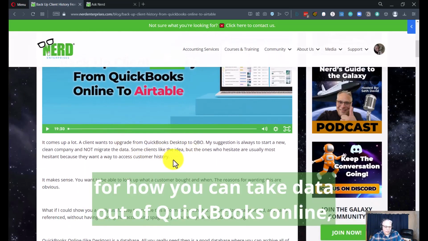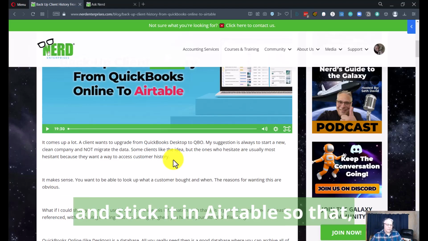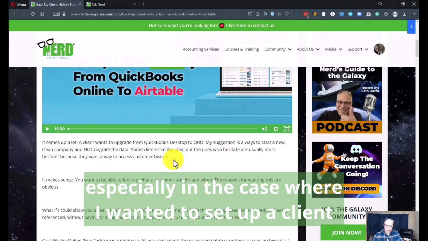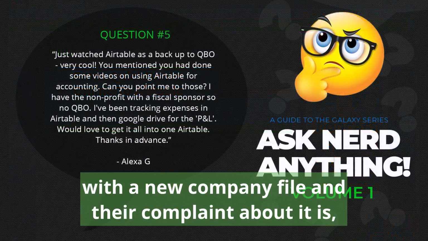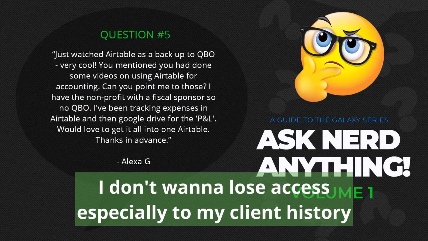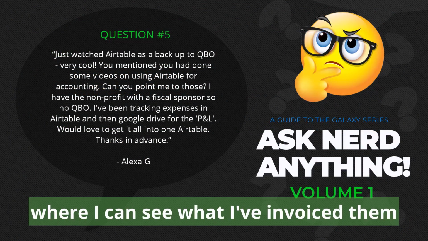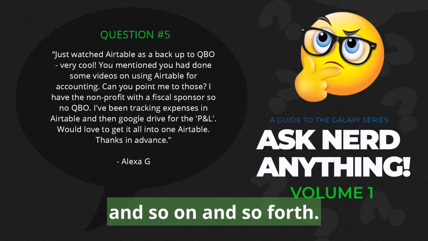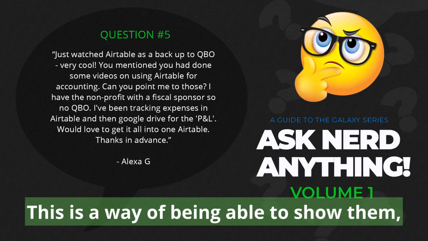And it shows you a pretty slick, in my opinion, of course, process for how you can take data out of QuickBooks Online. It would work for desktop as well, and stick it in Airtable so that, especially in the case where I wanted to set up a client with a new company file and their complaint about it is I don't want to lose access to my client history where I can see what I've invoiced them and so on and so forth. This is a way of being able to show them.